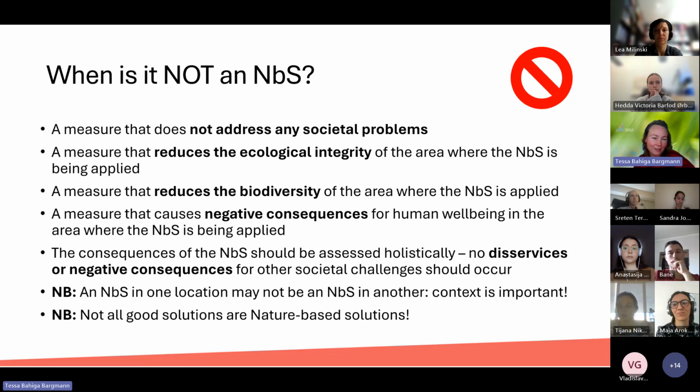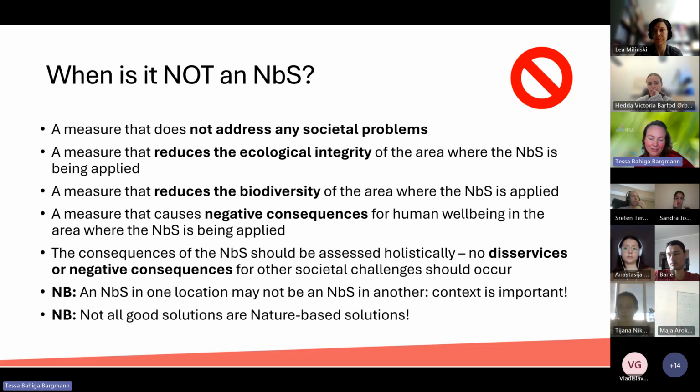That's maybe obvious, but it's a more obvious example. There are more subtle examples of that. And so it is very important to think about the context of your solution before you apply it, or before you call something a nature-based solution. And then finally, I just want to mention that not all good solutions are nature-based solutions.